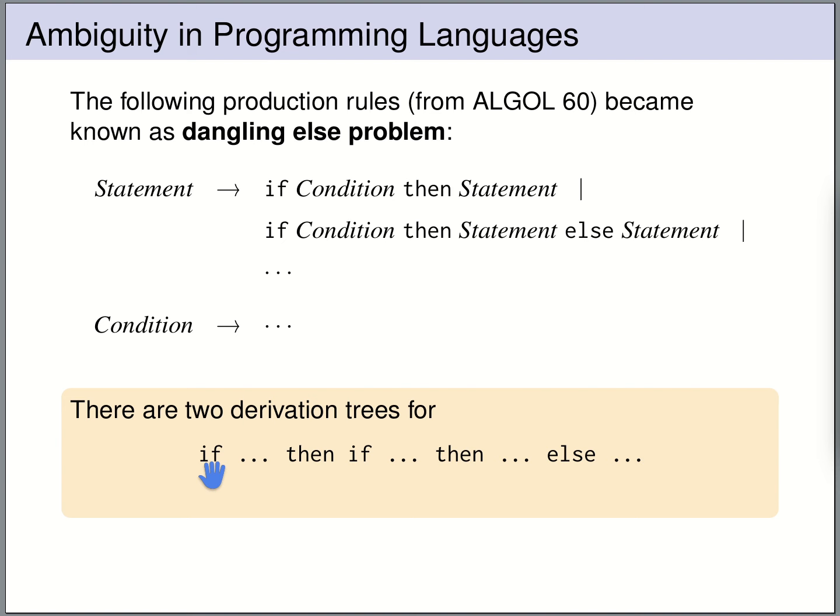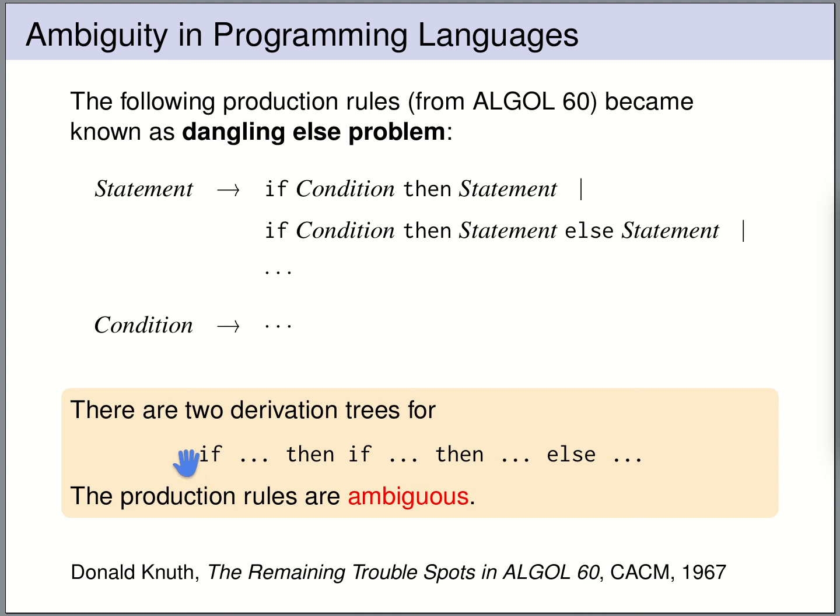And it's not only that you might be confused, the language is really underspecified. The language allows for two different derivation trees for this word. So we can generate this in a way that the else belongs to this if, and we can generate the same word in such a way that the else belongs to this if. So this grammar is really ambiguous. There's two different derivations for this word, two different derivation trees. And if you want to read more about this, then you can look at a publication by Donald Knuth, The Remaining Trouble Spots in Algol 60.